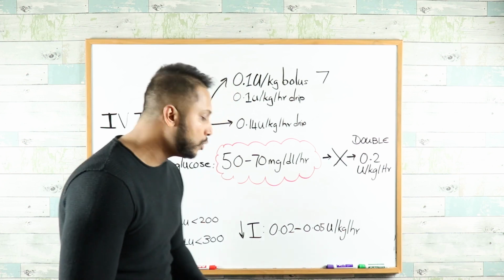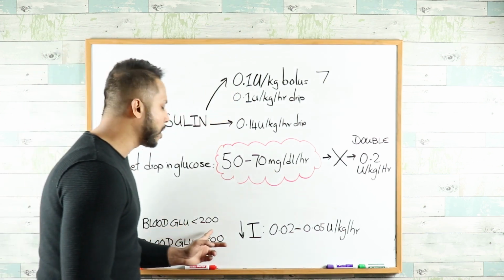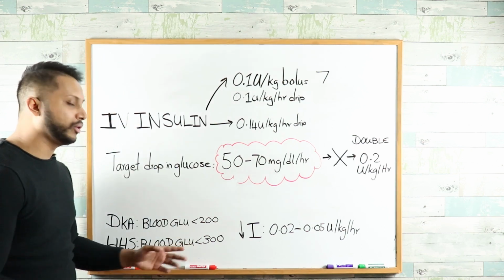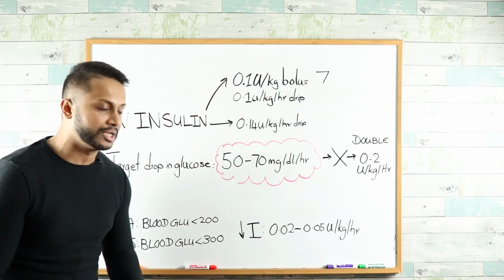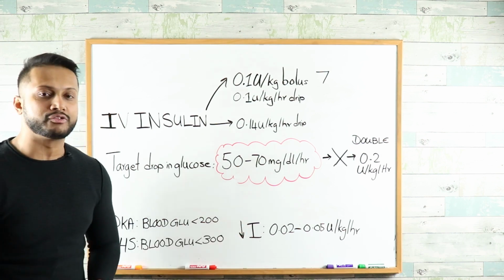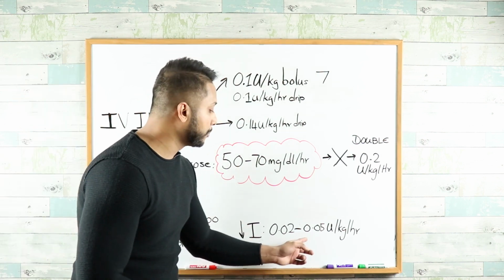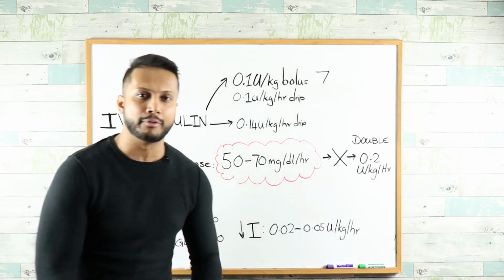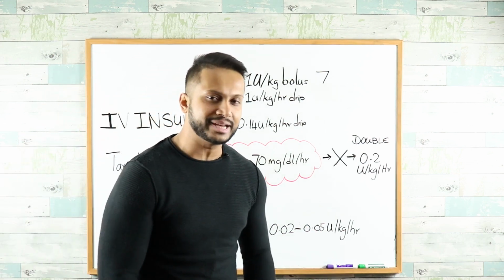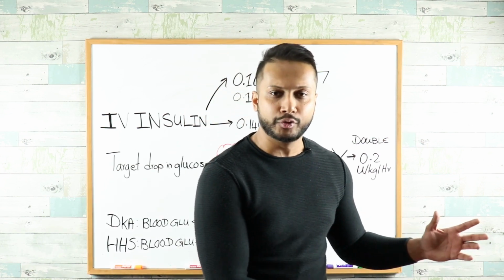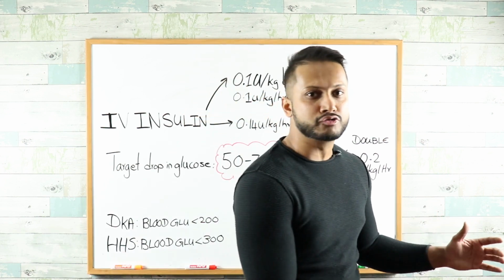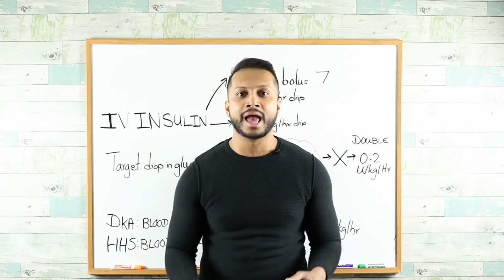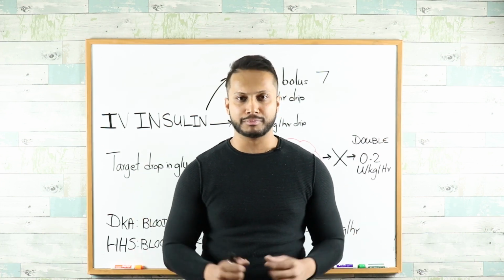So what I'm going to do, the moment the blood glucose level drops below 200 in a DKA patient or a little below 300 in an HHS patient, I will drop my insulin rate to 0.02 to 0.05 units per kilogram of body weight per hour. So I'm going to decrease my insulin rate and I will continue my IV fluids. I will continue my insulin drip until I reach my desired endpoint at which I will bridge my patient.